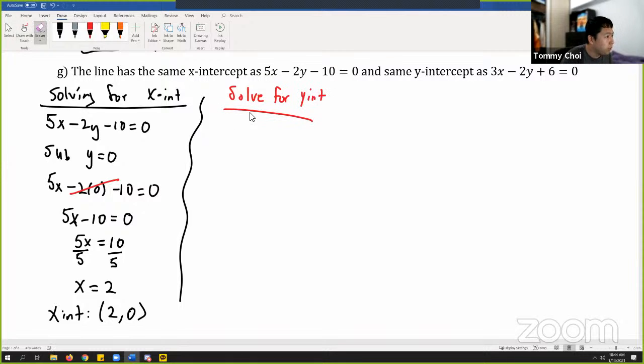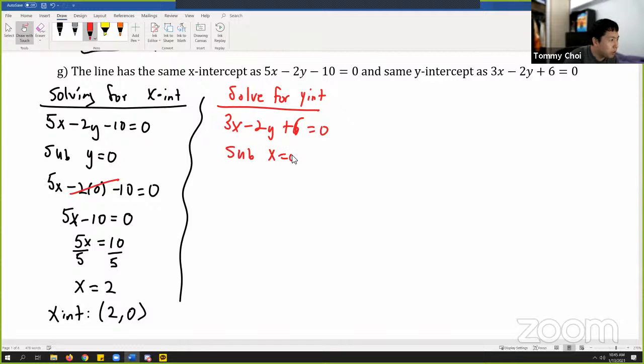You have two different ways you can solve for your y-intercept. Your first way is to rearrange to y equals mx plus b. Your second way is to plug in x equals 0. Some people prefer plugging in x equals 0, so we're going to do that. We're going to copy down 3x minus 2y plus 6 equals 0, and we're going to sub in x equals 0 to solve for the y-intercept.